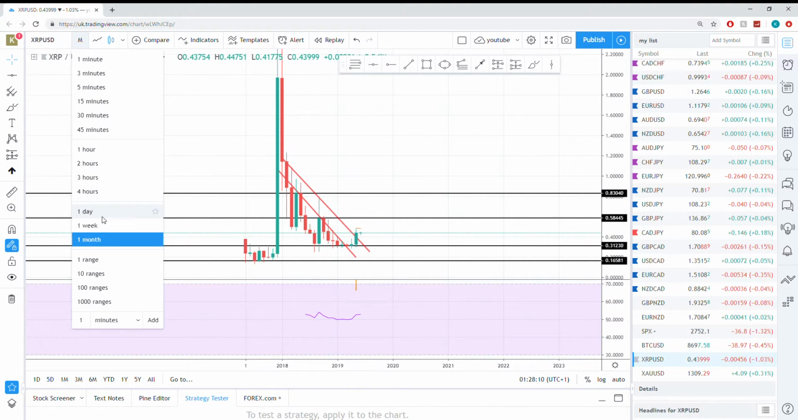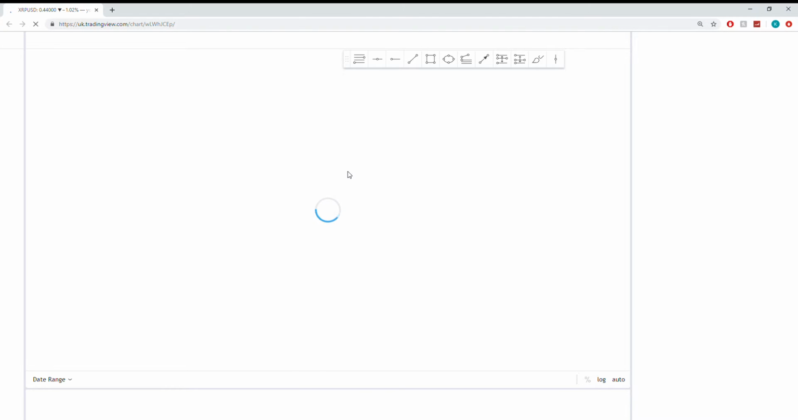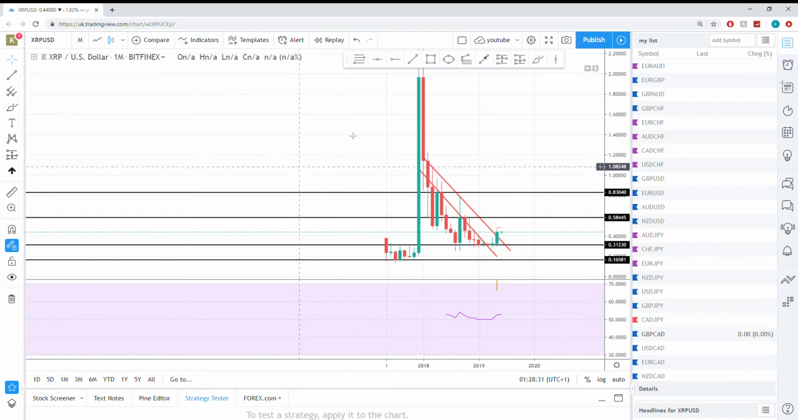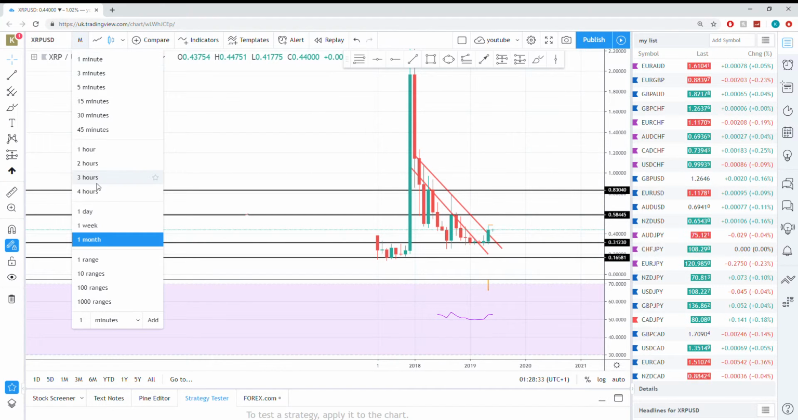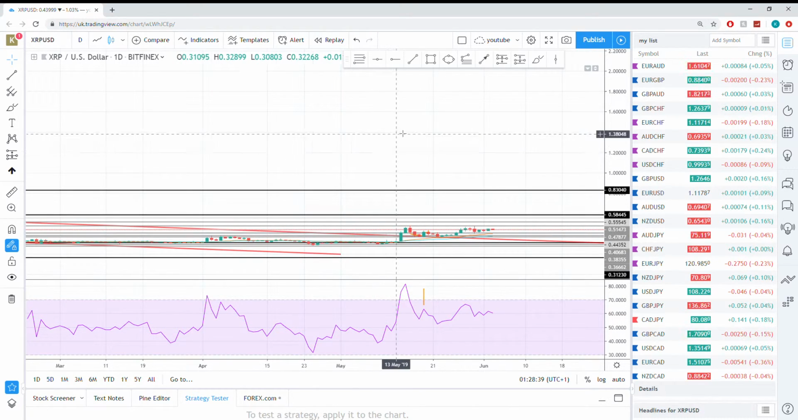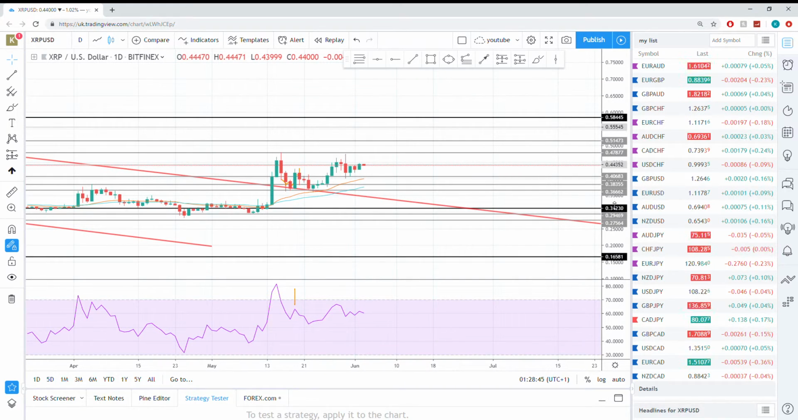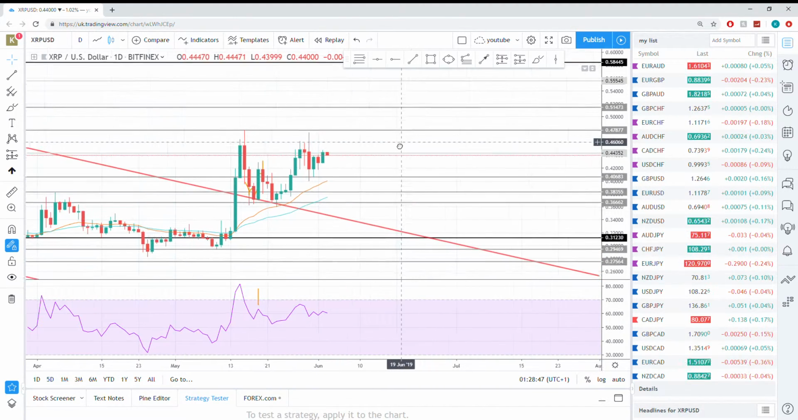So let's just take it further and see how we can enter it in the best possible way. Okay, sorry about that. Let's just take it to the daily. So these lines that I've drawn here are my key levels. Let's see what actually did happen.